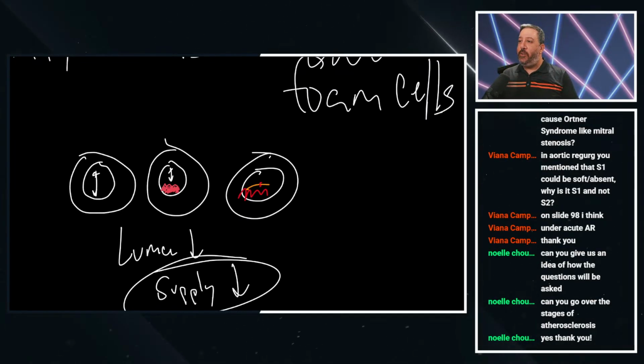So make sure you know the 4 different types of shocks. Know which one provides warm extremities. All the other ones are going to be cold, clammy, but one of them is going to be warm. Make sure you remember which one is the warm one.